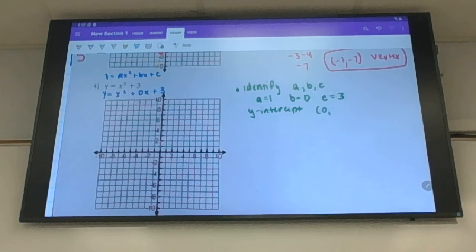So our y-intercept is (0, 3), because C is the y-intercept. So there you go, you can go ahead and plot a point there right off the bat.